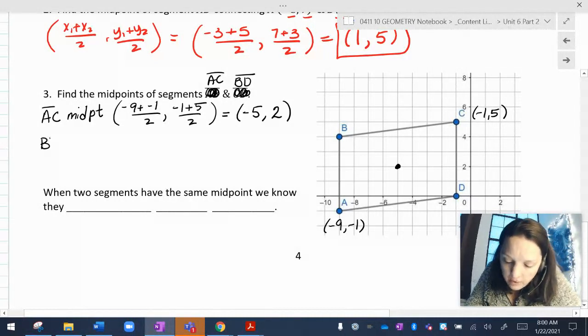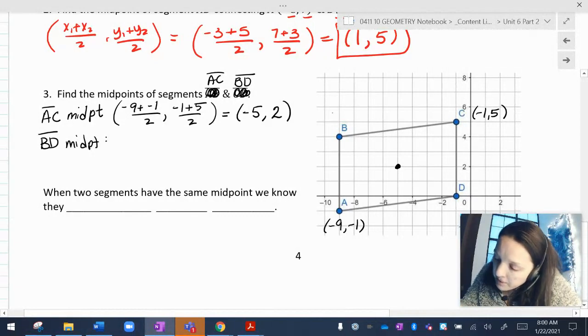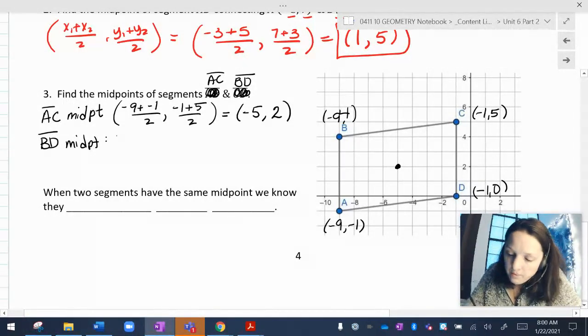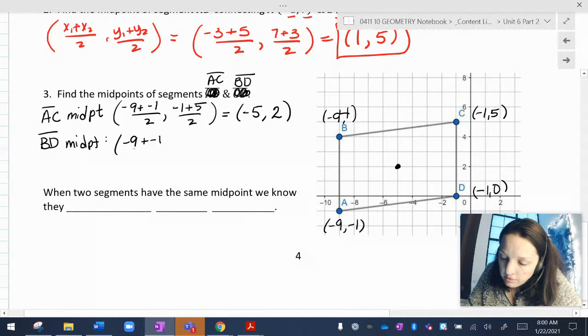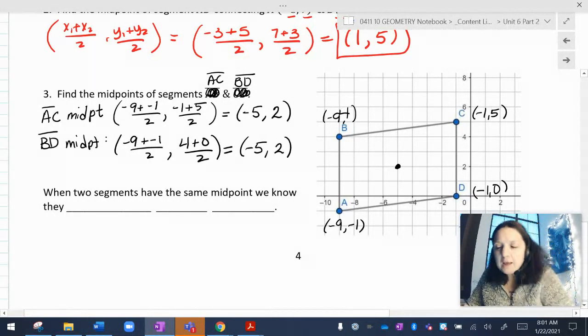Let's do BD now. So BD's midpoint. Let's see, B is negative 9, 4, and D is negative 1, 0. So negative 9 plus negative 1 over 2, 4 plus 0 over 2. Hey, that's going to be negative 5, 2 again. They have the same midpoint.